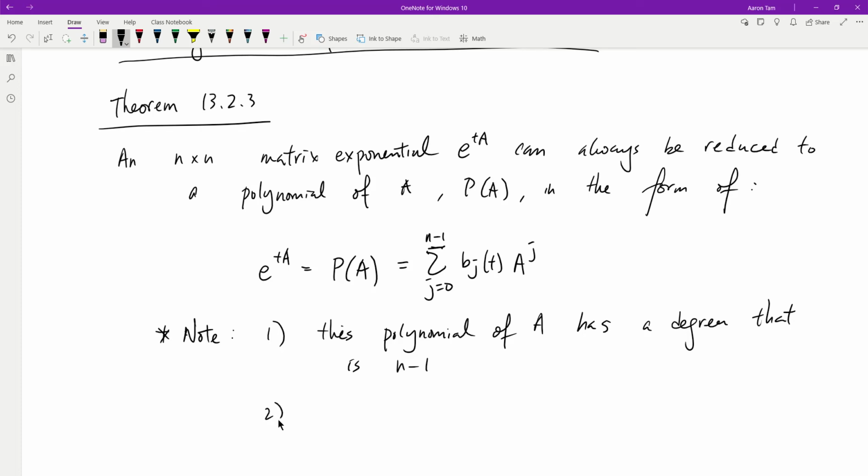Number two, in this expression right here, b sub j of t is basically called the coefficient function.